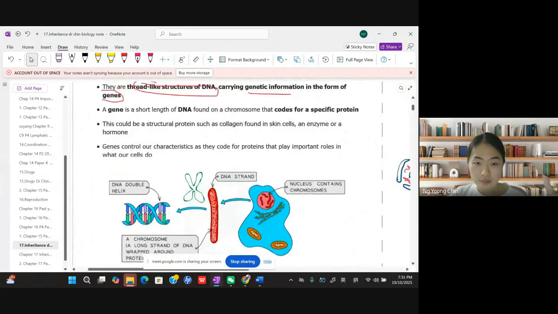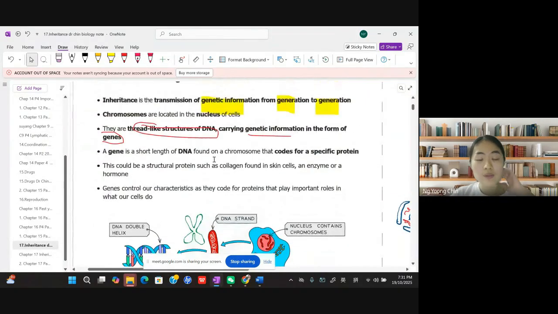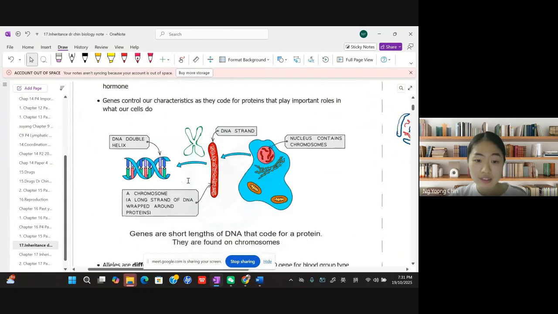Okay, so there's a part here. The function of genes: genes can code for proteins. Actually, genes contain the characteristics. They can help to decide the cell's characteristics, functions, and structures. They are all decided by the genetic information found inside the genes. Okay, that's all for this one.